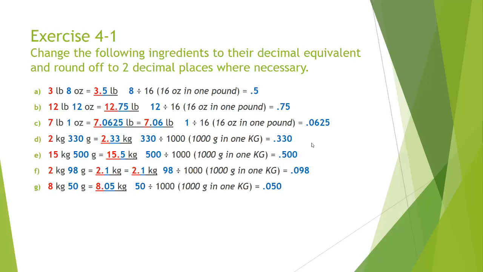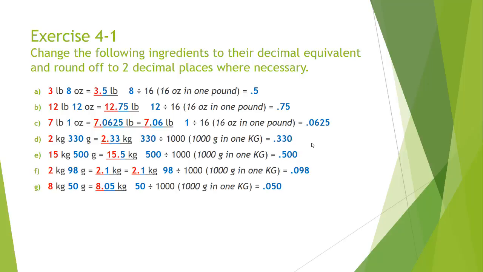We have a whole bunch of gram questions here, and it's all the same thing. We're going to keep the whole number of kilograms, and then we will divide the amount of grams we have by 1,000, again because there are 1,000 grams in a kilogram, and then round off to 2 decimal places where necessary. So we get these answers that you see. If this is going too fast for you, don't worry. You can always pause this or rewind it, and you can take a look at what's going on.